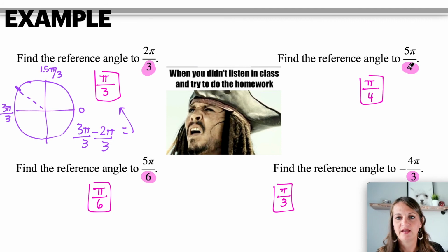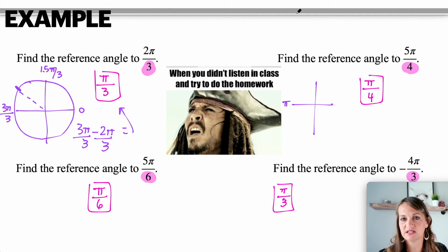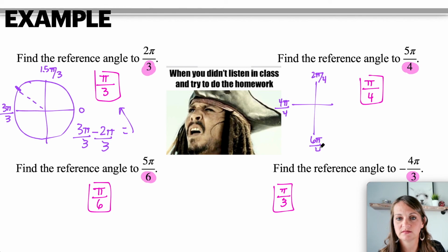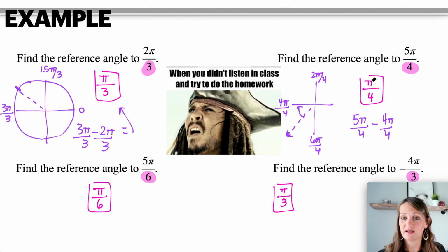pi over 3. Now 5 pi over 4. If you think of it again, if this is pi, but we need to have a common denominator of 4, then this is going to become 4 pi over 4. Half of that is going to be 2 pi over 4, and halfway of that is going to be 6 pi over 4. So 5 pi over 4 is going to be here. To get it back up to the angle, we're just going to subtract 5 pi over 4 minus 4 pi over 4. 5 minus 4 is 1, so pi over 4.